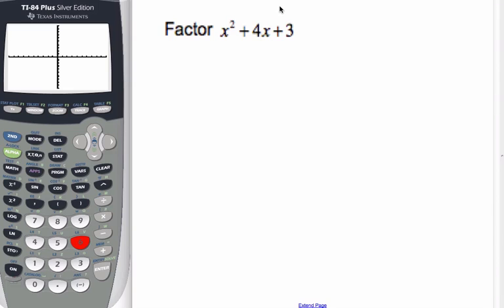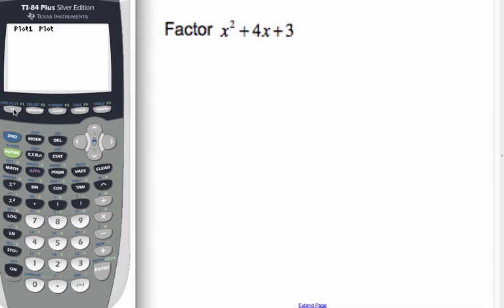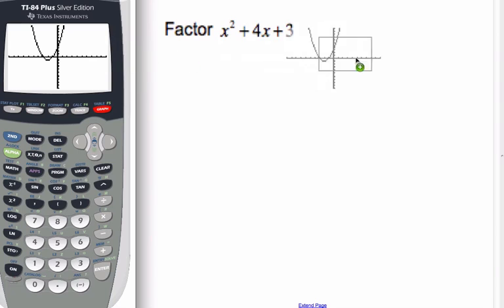All right, this time we're going to do some factoring. We're going to use our GDC to help us out. And so the first thing we're going to do is take our equation and graph this as x squared plus 4x plus 3. And we're going to graph it. And there's our equation here.